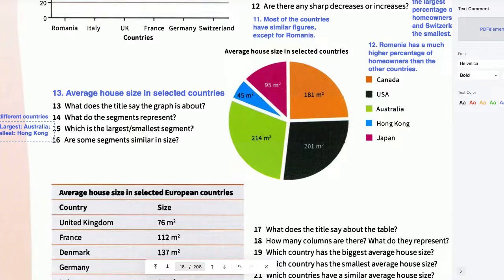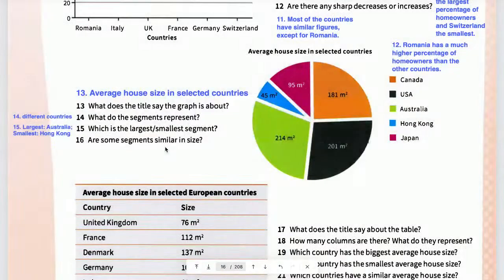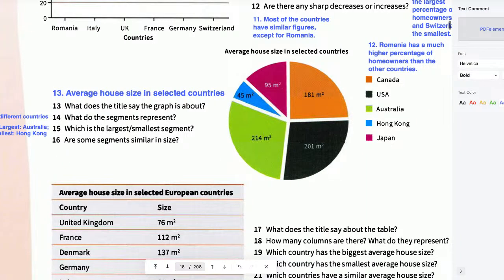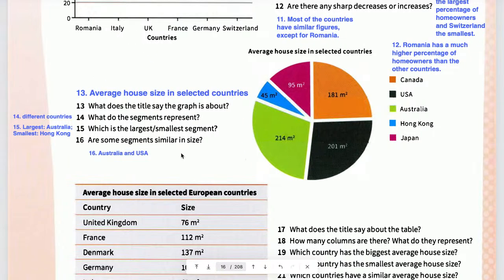All right. Next one, number 16. Are some segments similar in size? Yes, there are two. Australia and USA. Yes, we have Australia and USA. Okay, so number 16, you can write Australia and USA, right?